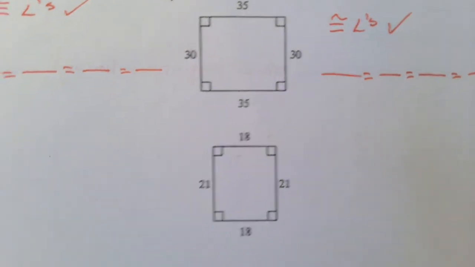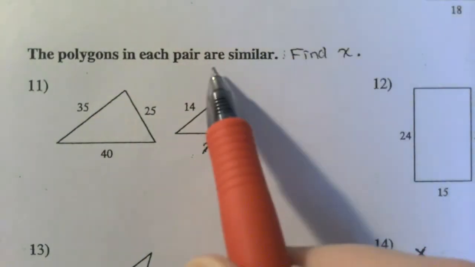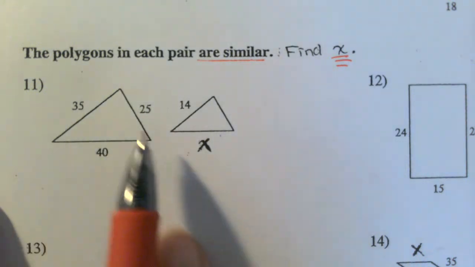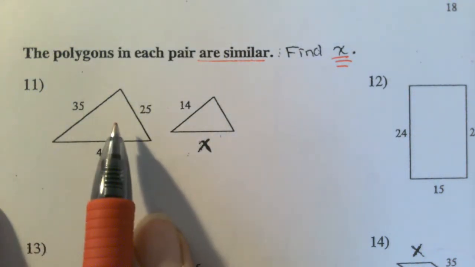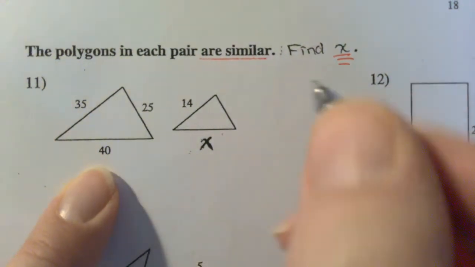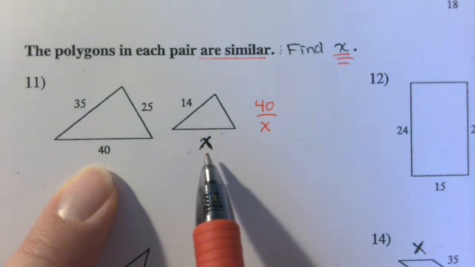And we've been doing this. The difference is they have extra work or extra numbers. So the polygons are similar. We know they're similar. We're just finding X. So if you look here, they give me more information on this triangle than I need. So you need to make sure you match it up. So I need to find X. So the 40 over X is one of the proportions I have to use.